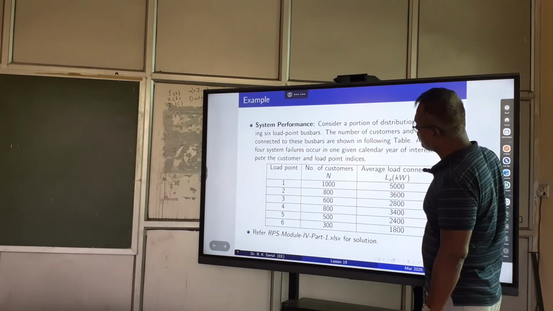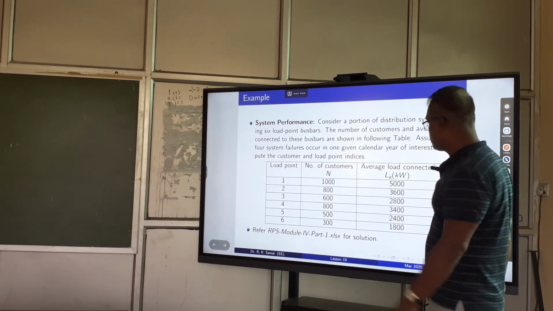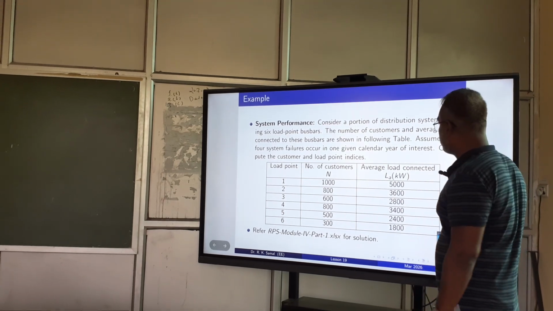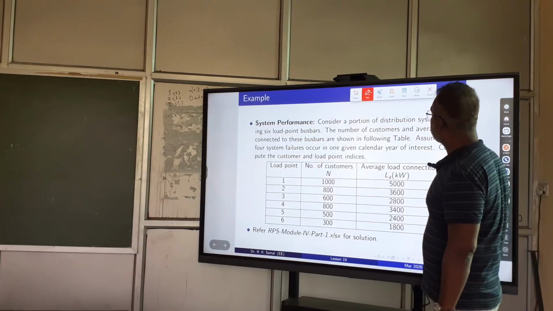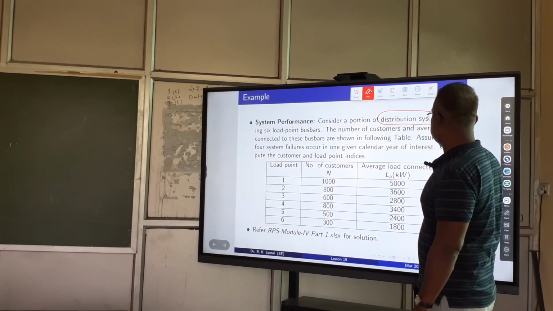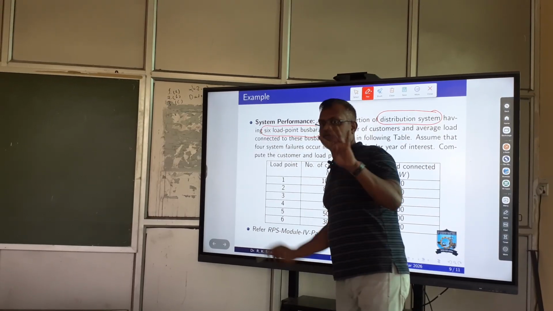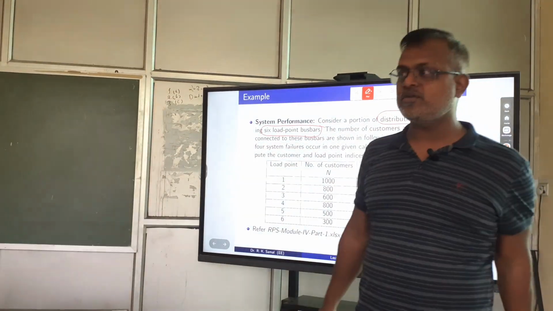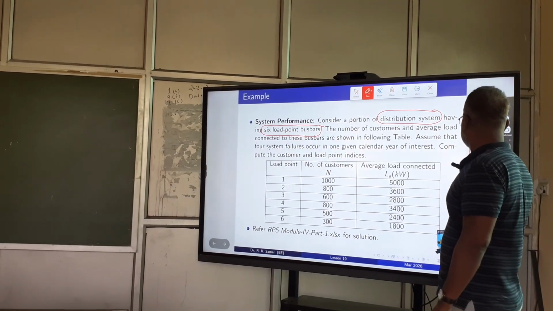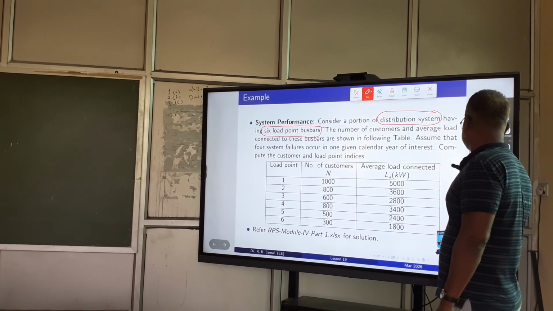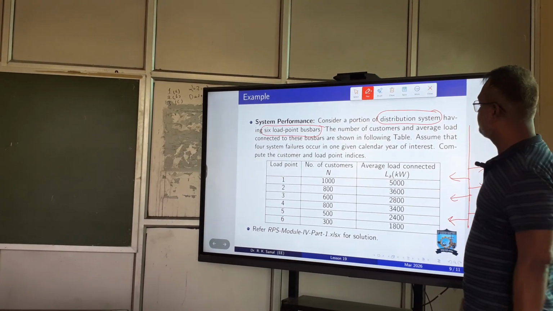So this is the example that we are going to solve. Write down this data. So we are considering a radial distribution. It's a radial system having 6 load points. There are 6 load points, each with customers connected. In a radial system, you know what it is.